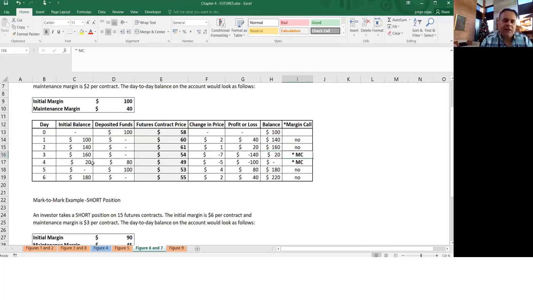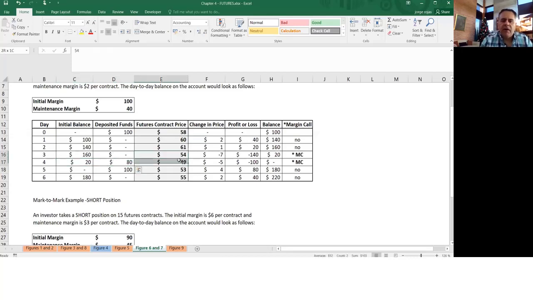So next day, you have a balance of 20, but now you need to deposit 80. So you have 20 plus this 80 that you deposit will bring your account up to 100, which is the required deposit for the margin call. And hence you will have this on your account on day 4.